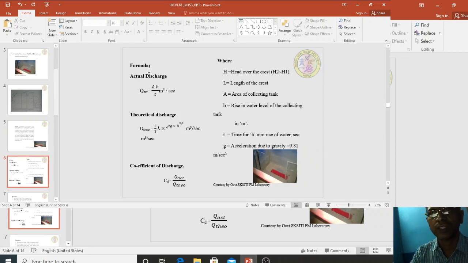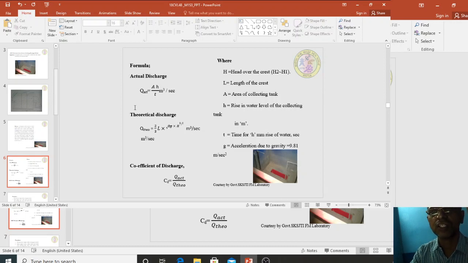For the formulas used for this purpose, first we should understand what we are going to determine from this rectangular notch experiment. We are going to calculate the coefficient of discharge, CD. Next question is how to find CD. CD is determined by the actual discharge through the rectangular notch divided by the theoretically estimated discharge through that rectangular notch having a length capital L. That's all the formula that we have to remember.